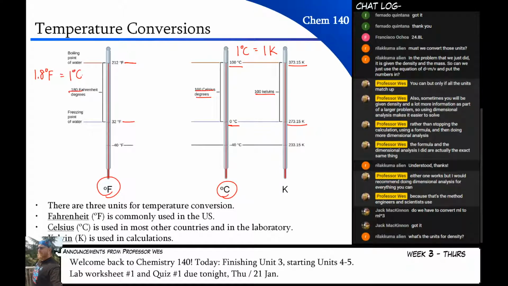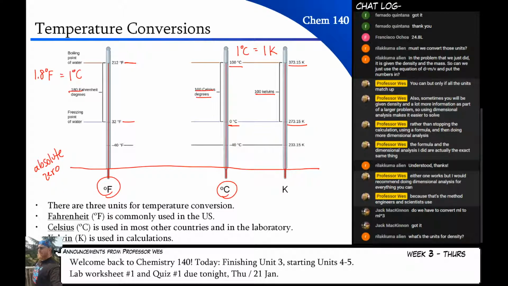Now, why the heck do we care about Kelvin? And the reason for that is because at the very bottom of the temperature scale is a phenomenon that we care about, and it's called absolute zero. Now think for a second what absolute zero might be. Think about why we would call it that. Why do we want to call something absolute zero?